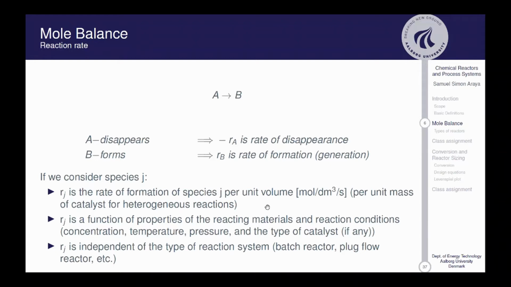That's our rate of reaction, and it is a function of the properties of reacting materials and reaction conditions. This is very interesting and important, because that's basically what allows us to make a generic mole balance that we can then apply to any reactor type. It does not depend on the reactor type. It just depends on the concentrations, temperature, pressure, and so on. So if we find a rate of reaction for something, that will be applicable anywhere. We can place the reaction into any reactor, and it will give us the same rate. So rate becomes a property and just a function of the properties of the reacting materials.